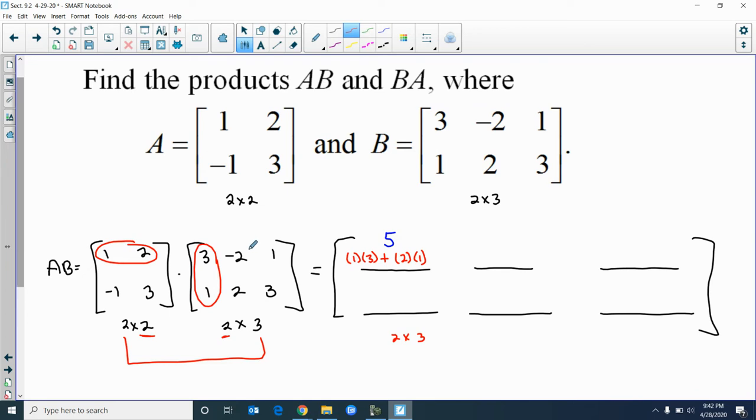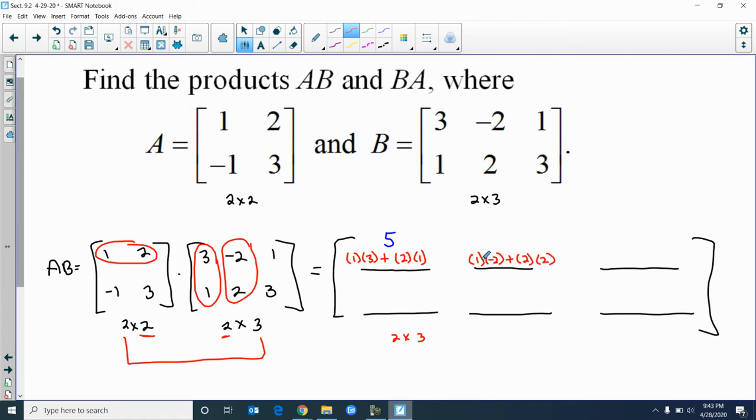Now to get this next spot, it's row 1, column 2. So I go row 1 times column 2. So it's 1 times -2 plus 2 times 2.